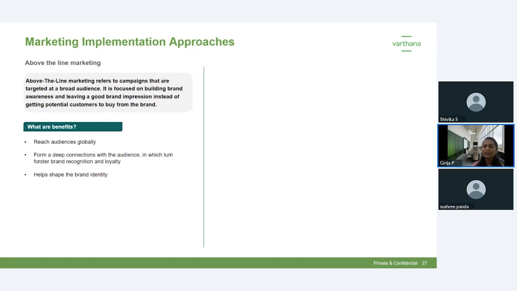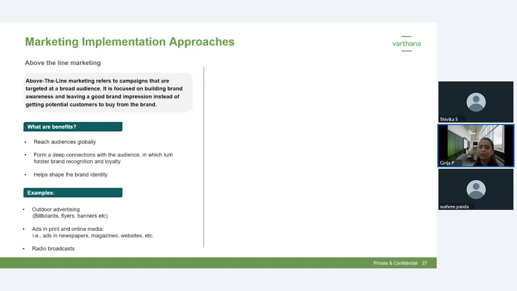And how can you do that? You can advertise your school through outdoor advertisement. You can use flyers, banners, hoardings, billboards. You can give ads on online platforms like Facebook and Instagram, and in newspapers, magazines, and websites. You can broadcast through radio and TV. Here you're just giving information to the parents and making them aware about your school. This is how you can approach your long-term goal, which is brand building and changing the perception of the community.